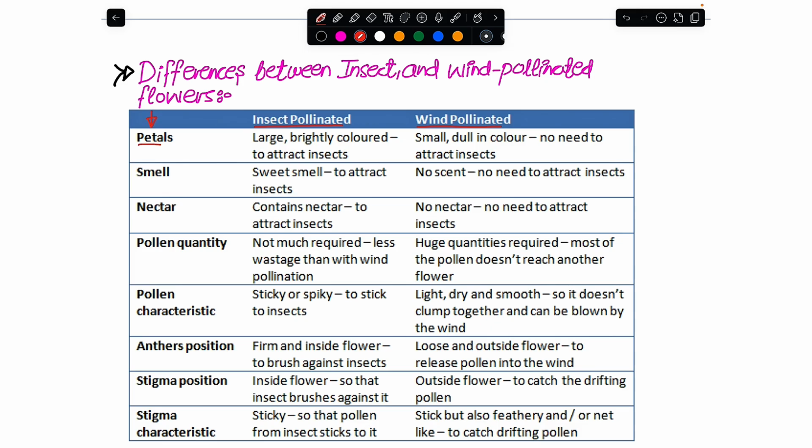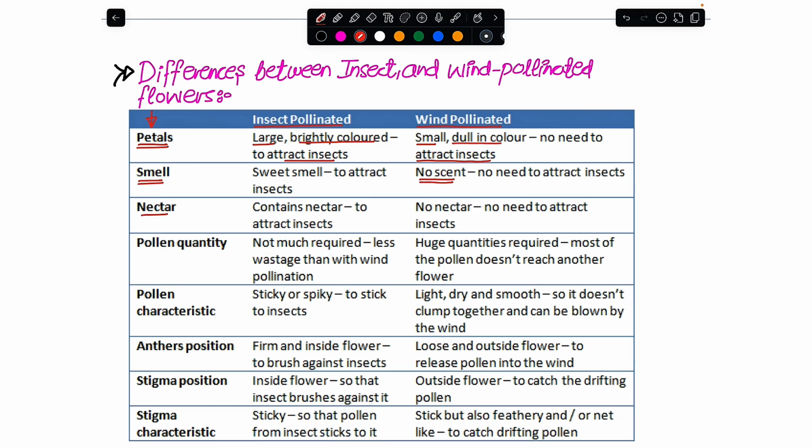If I were to talk about their petals, the insect pollinated have large brightly colored petals to attract the insect. The wind pollinated don't have any obligation of attracting insects toward them, so their petals would be small and dull in color as they rely on the wind for pollination, not on attracting insects. For smell, the insect pollinated petals would be scented, they would have a sweet smell. For the wind pollinated petals, there would be no smell.